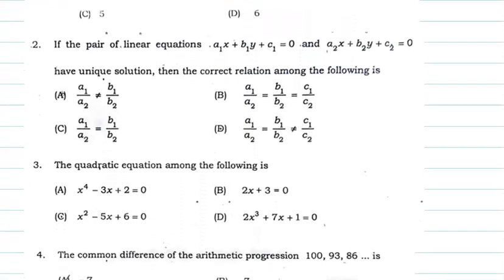So now I'm going to take the second one. If the pair of linear equations a1x plus b1y plus c1 equal to 0 and a2x plus b2y plus c2 equal to 0 have a unique solution. What is given here? The question says the pair of equations has a unique solution. If they have a unique solution, what is the answer? What is the condition? That is a1 by a2 is not equal to b1 by b2.